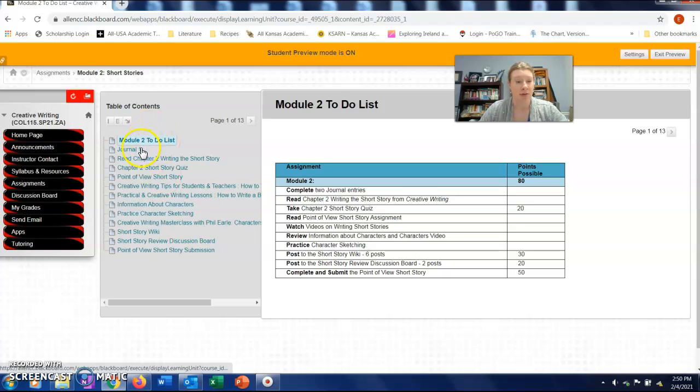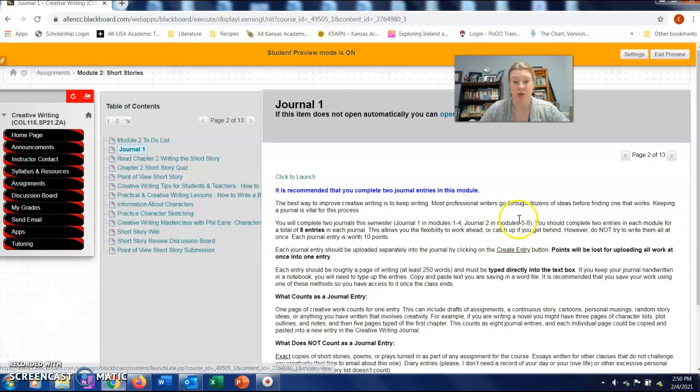So we do have the journal as linked in here again so that you can keep up with your journal entries. Remember, you are supposed to write 2 entries per unit or per module. If you get behind, that's okay, but you only have until module 4 to complete the first 8 entries, so make sure that you are keeping on top of them.